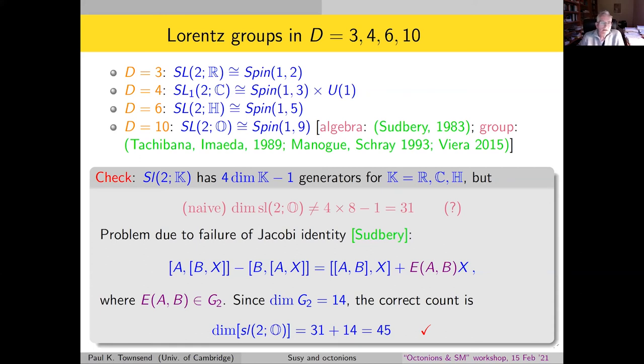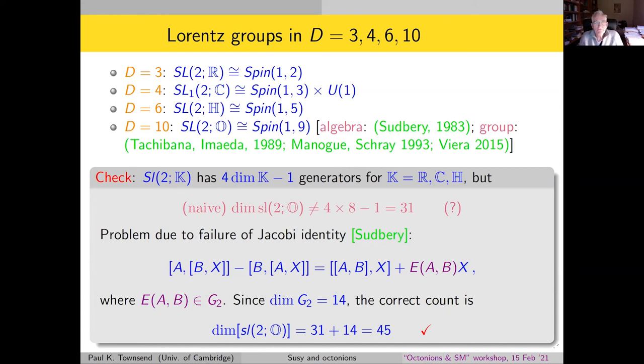Now, if you just look at that, that doesn't look as though it's likely to work, because if you just check naively the number of generators you would have, for all the other cases, you would say it should have four times the dimension of K, minus one. Basically, you put the real determinant to one, and work out how many generators. So that's the number you should have. But if you just put in K equals O, then you only get 31, which is clearly not the right answer.